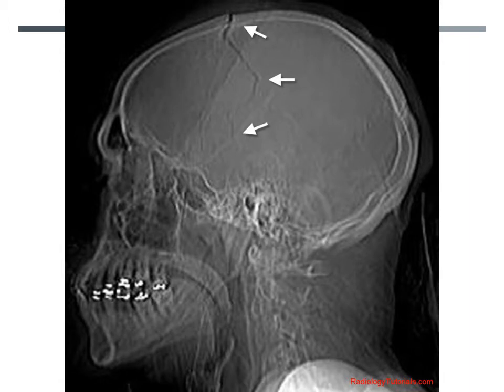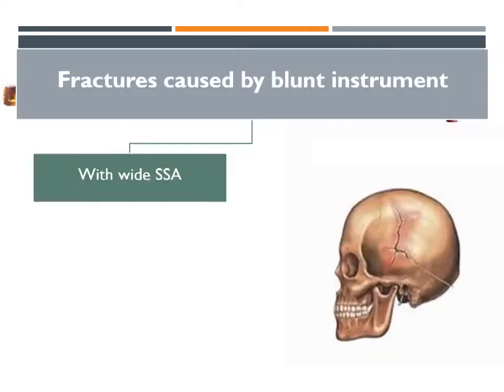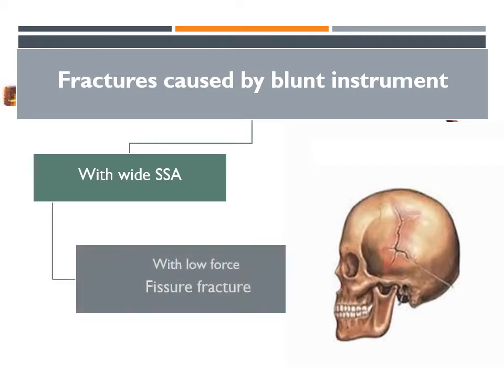This is the shape of a fissure fracture in X-ray, appearing in the form of a line in the skull, a linear or fissure fracture. And here is a CT scan showing the shape of a fissure fracture in the form of a line. So again, fractures caused by a blunt instrument with wide striking surface area and low force are fissure fractures.